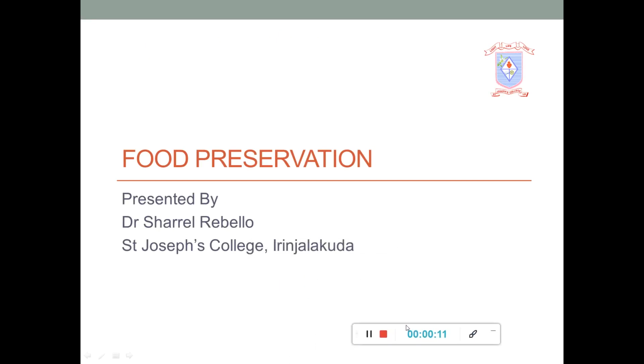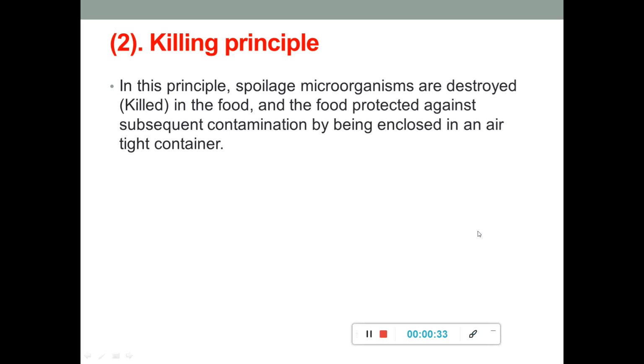Hi students. Today we're going to talk about food preservation and the principles. In the previous session, we had spoken upon the inhibiting principle of microbes. That is the principles or the techniques that we use in food preservation to inhibit the growth of microbes. Now, today we are going to deal with all the methods as well as the principles which will help to kill the microbes and protect or preserve the food.